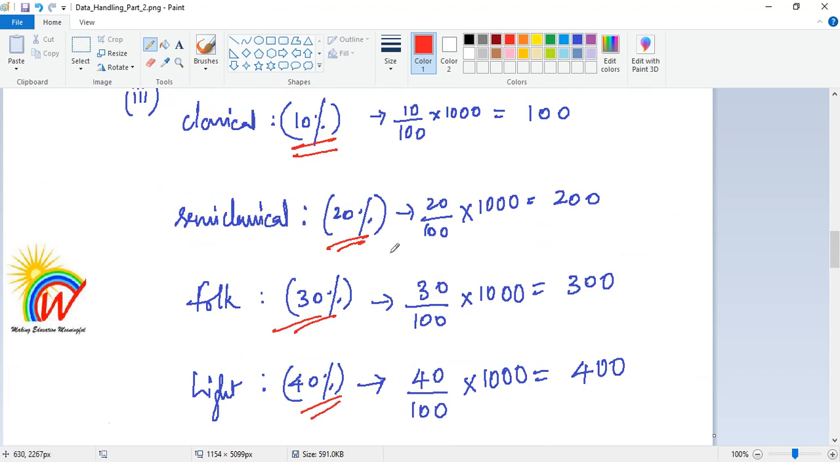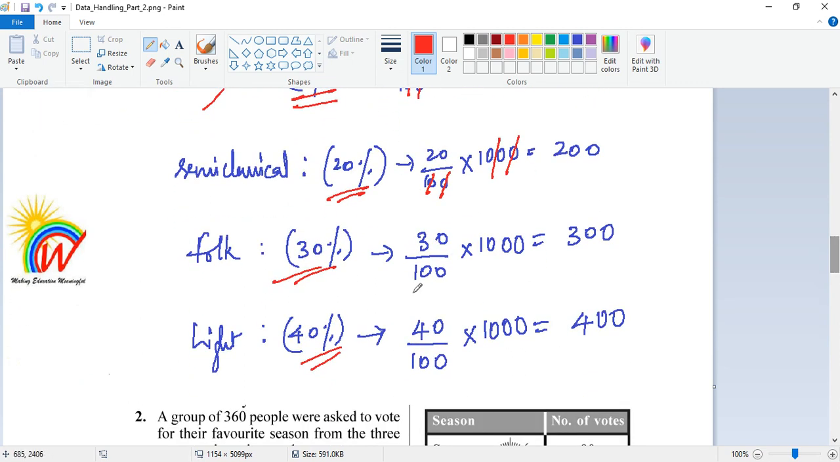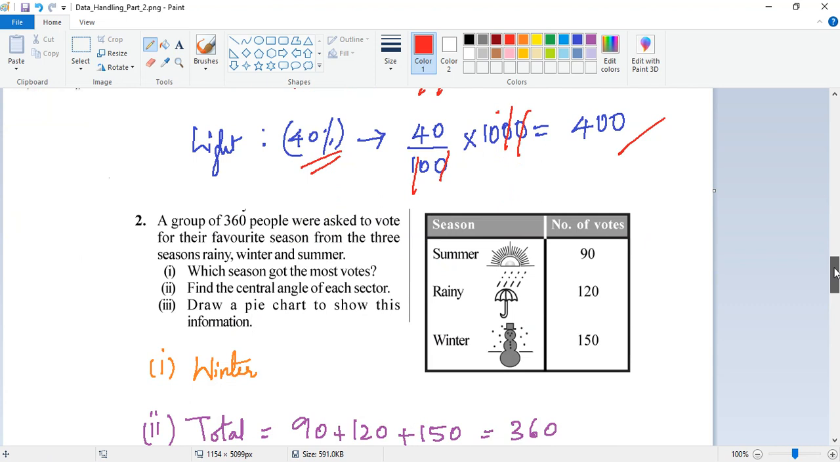So when the total number of cassettes made is 1000, 10% of 1000 should belong to classical. So 10 by 100 into 1000. So see, 2 zeros get cancelled and you get 10 into 10, 100. Here again 20% of 1000. So 2 zeros get cancelled, so you get 20 into 10, 200. Now again zeros get cancelled, 30 into 10, 300. Again zeros get cancelled and you get 40 into 10, 400. Okay, so this is how you'll solve it.